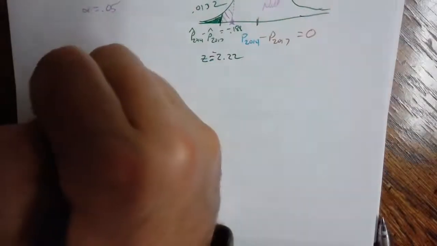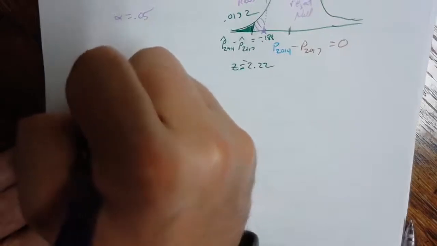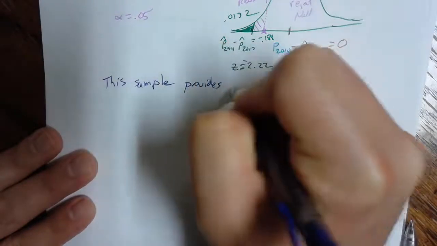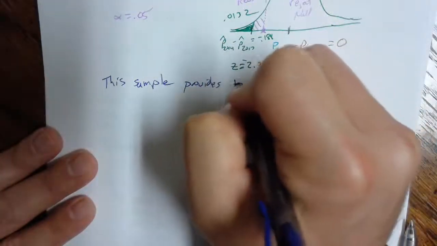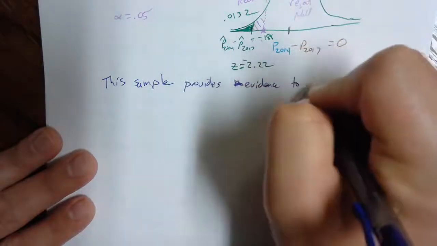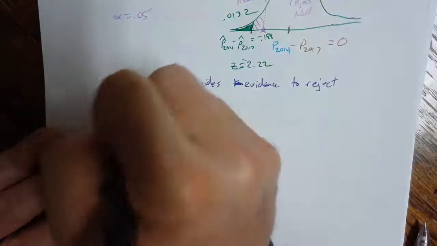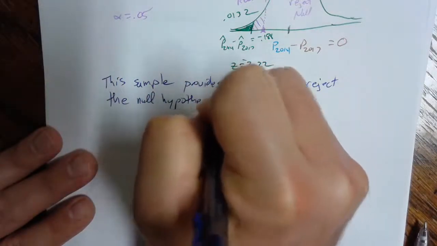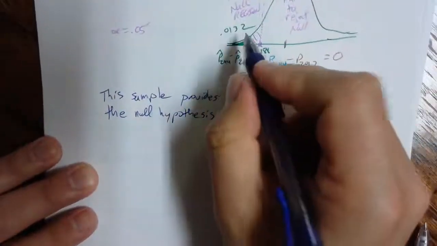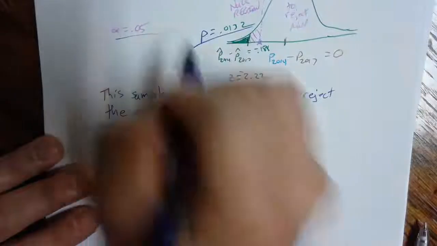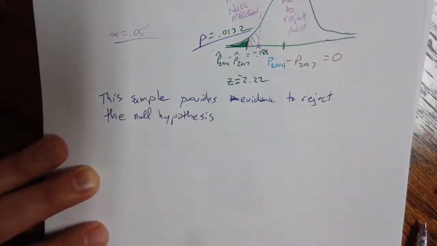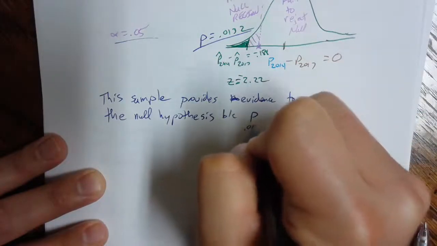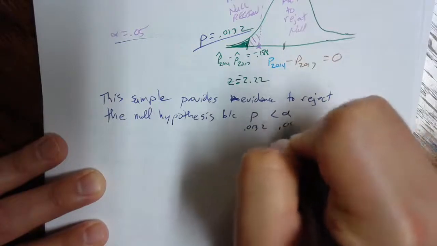This sample provides evidence to reject the null. Oops, forgot the word evidence. Evidence to reject the null hypothesis. And I've already got, I'm going to say why, but I've already got my p-value. This is p. And I've got my alpha. And if those two things are on my paper, I really don't need to restate them, but I'm going to. Because p, which is 0.0132, is less than alpha, which is 0.05. And this is fine. It's a good start.